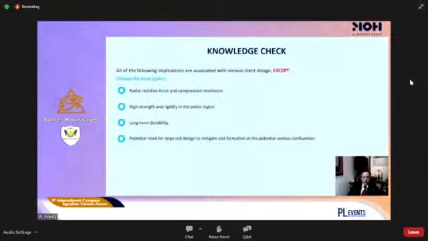All of the following implications are associated with venous stent design except: radial resistant force and compressive resistance. Yes, this is what we need in the venous stent. It has to have radial resistant force and compressive resistance. High strength and rigidity in the pelvic region. No, we want to be flexible. This is wrong. This is the answer. Long-term durability, yes, because we use it in young people, and potential need for large cell design to mitigate clot formation at the potential venous confluence. This is correct. So the answer will be B.